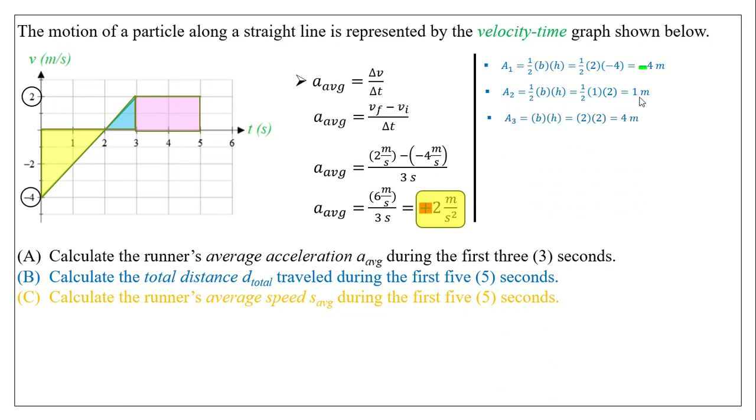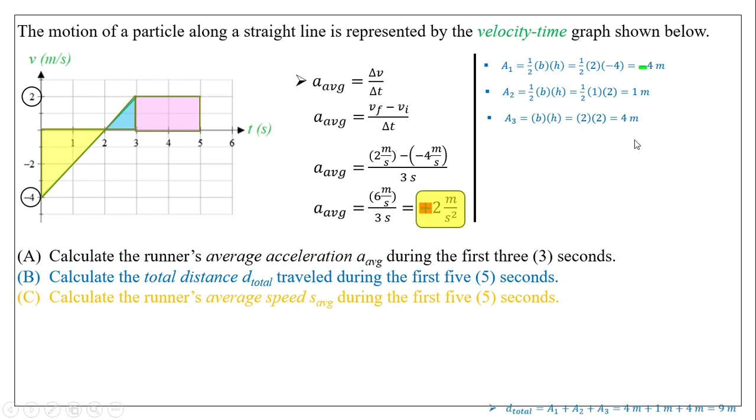Okay. And then let's go ahead and find the third area, which is in purple here, or pinkish. Here, this is just a rectangle. So therefore, to find the area is just base times height. My base here is 2. So the difference from 3 to 5 is 2. And I want to go up 2. So 2 times 2 is 4. So that is the area.